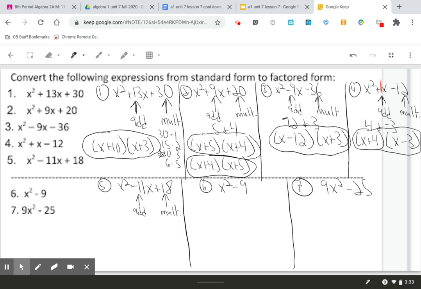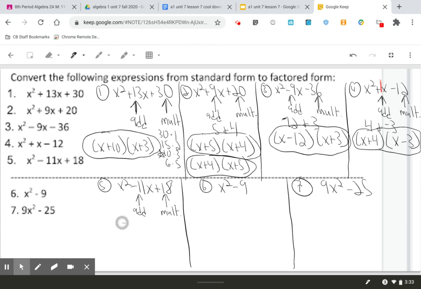Well, if the answer when I multiply them is positive, I know that they either both have to be positive, because a positive times a positive is a positive, or they both have to be negative, because a negative times a negative is also positive. So the two numbers either have to both be positive or both be negative. I can't have one of each, because a positive times a negative is a negative. Okay? So considering that they have to add up to a negative number, that means in this case, they both have to be negative.